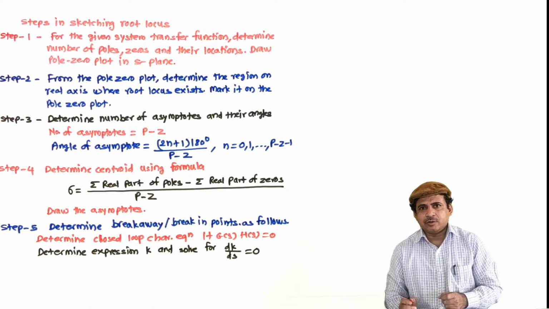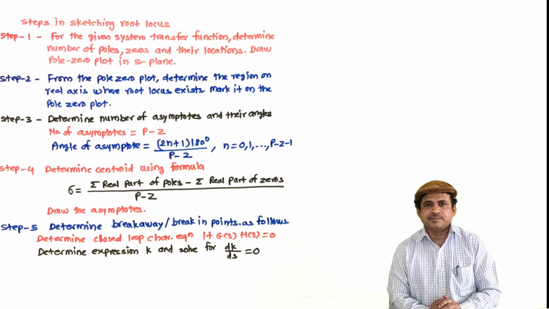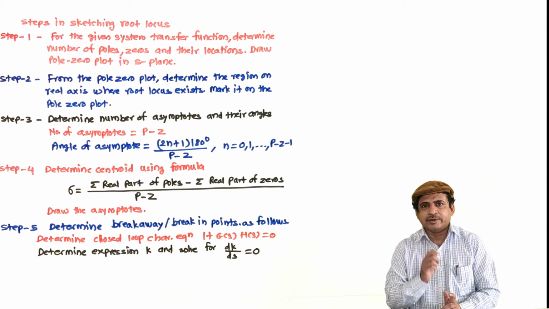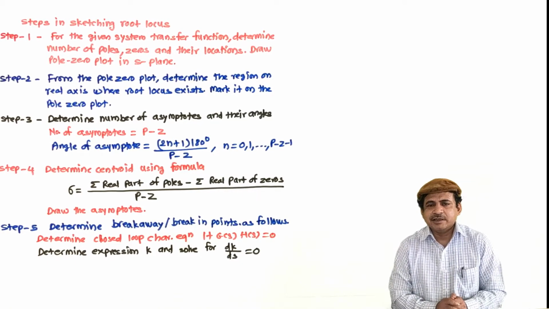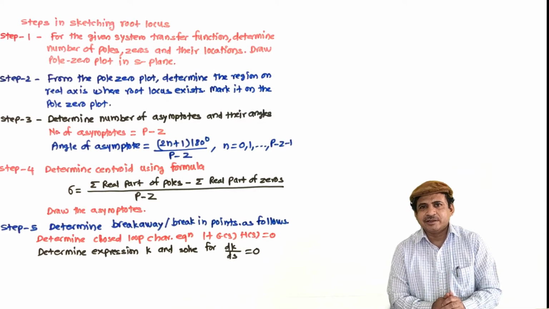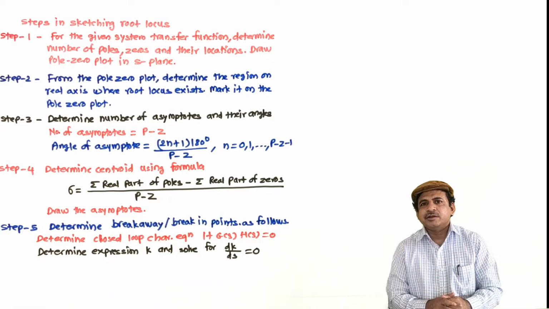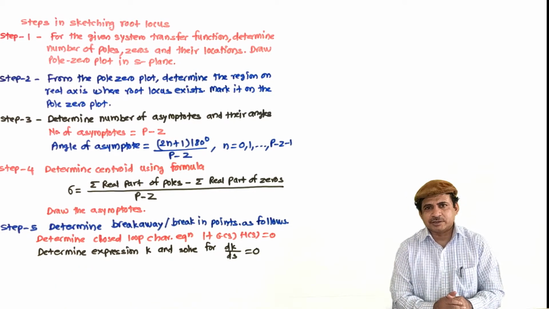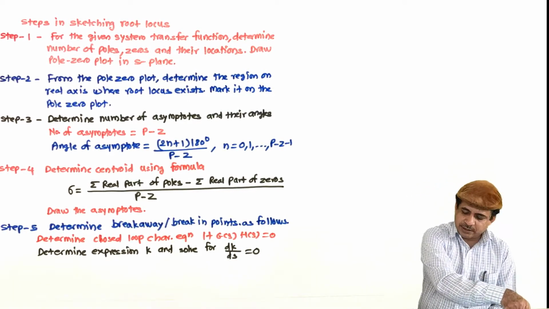However, this breakaway point may not exist in some cases. Number 1, if the root locus is on the real axis from 0 to minus infinity, it never leaves the real axis. And second case, if there is no real pole at all, if all the poles are complex conjugate, then it will not come on the root locus if neither a real pole nor a real zero exists. So this is about step 5.